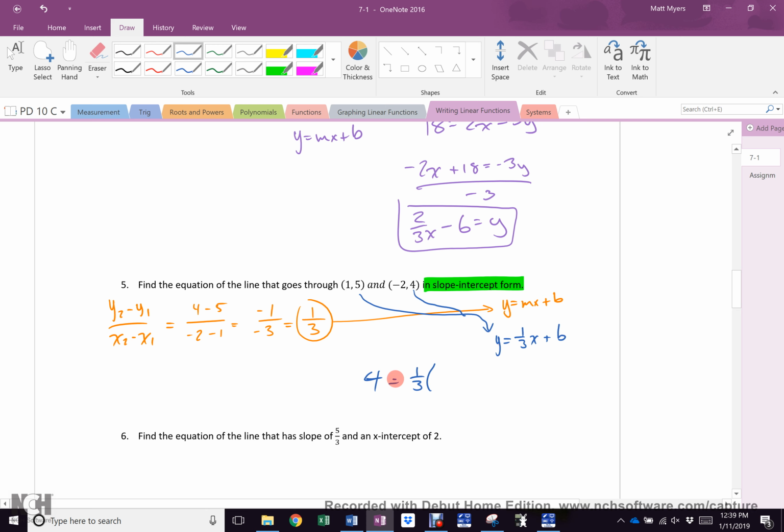4 equals 1/3 times negative 2 plus b, correct? What's negative 2 times 1/3? Negative 2/3. 4 equals negative 2/3 plus b. How do I isolate b? I bring that over here. What will it become? Positive. I already had 4 over here. I just added 2/3. So what does b equal? 4 and 2/3. If that's b, I needed it right there. So what's my final answer?